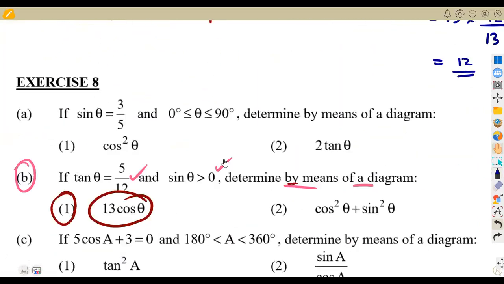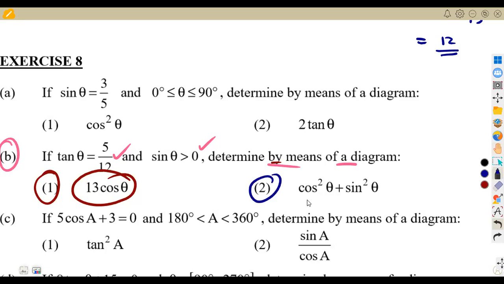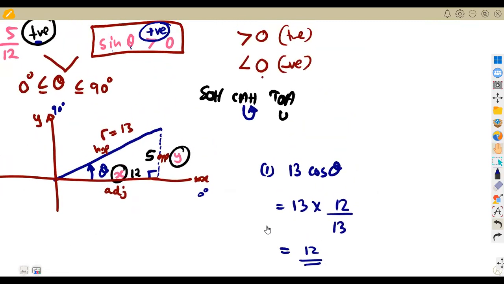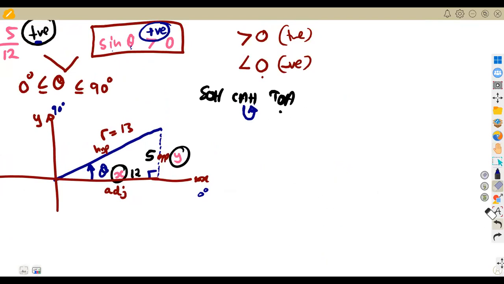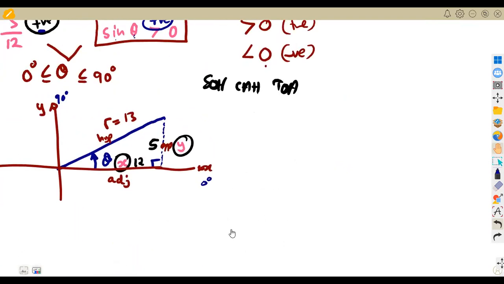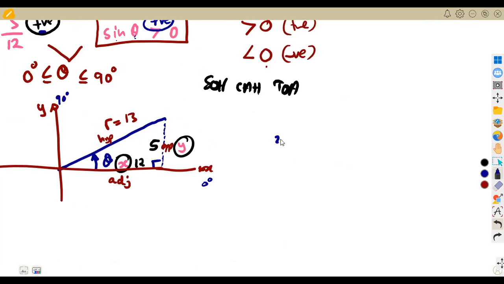And also we are asked to find the value of cos squared theta plus sine squared theta. All right, so let us see what we are going to have for the value of cos squared theta plus sine squared theta. It's actually a very, very important trig identity that you're going to also work with mostly in our grade 11 and grade 12. All right, so they are saying we must find the value of, remember, cos squared theta plus sine squared theta.